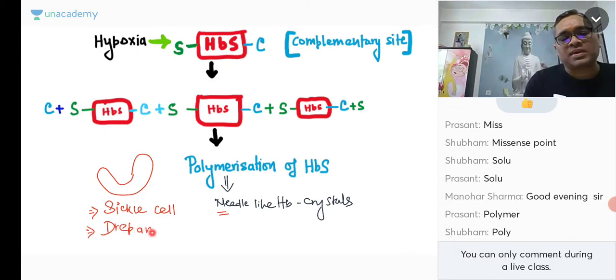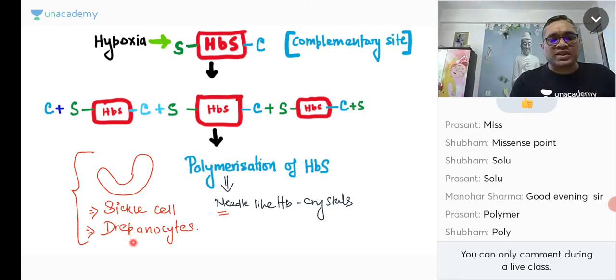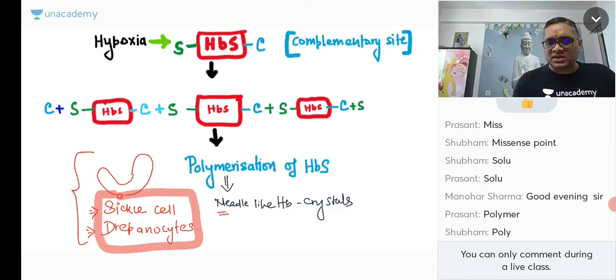So remember, both are the same name, drepanocytes. Always remember this point. Sickle cell or drepanocyte, both are the same thing. An examiner can simply ask you a question: where will you see drepanocytes? At that time you have to know that sickle cell is another name for drepanocyte.